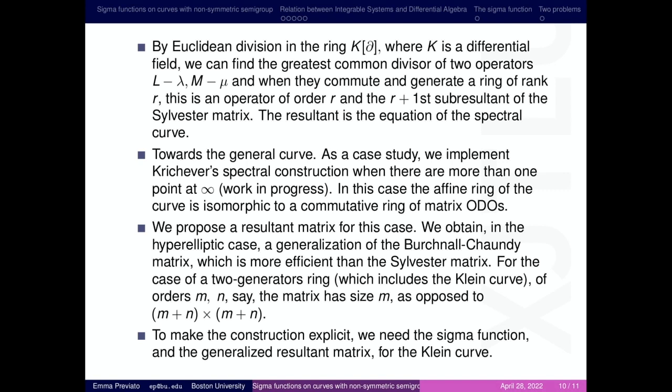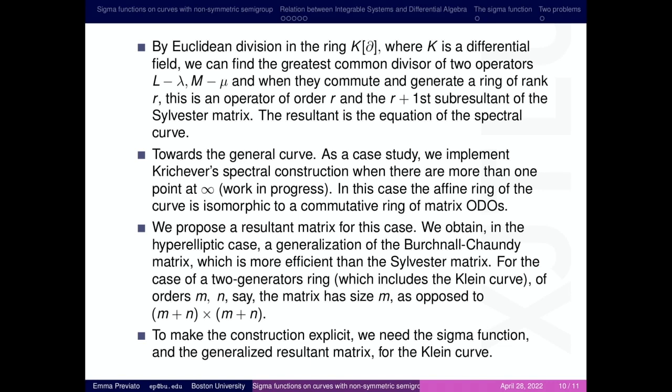Burchnall and Chaundy, when they wrote their theory, they were able to construct a much more efficient version than the Sylvester matrix. They were focusing on just two generators for the ring of affine functions. And in that case, if the two generators of the commutative ring have orders m and n, the Sylvester matrix, of which you have to compute the determinant, would have size m plus n times m plus n. They were able to make it size m, just one differential operator.